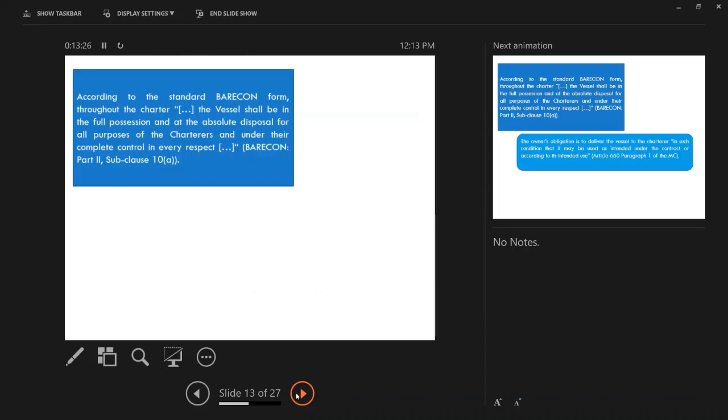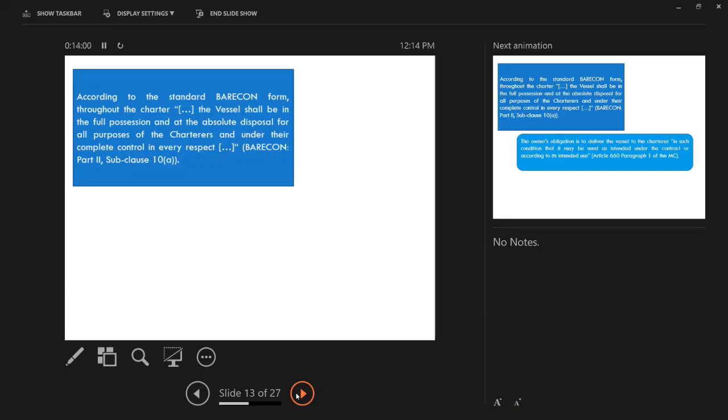So, according, for example, to Berkon, the vessel shall be in full possession and at the absolute disposal for all purposes of the charterers and under their complete control in every respect. That is according to Berkon. I just want to mention that Berkon uses plural for these names of the parties, so you can see that there is a term owners and charterers. Of course, we can have one party on each side, but just to mention in this part.